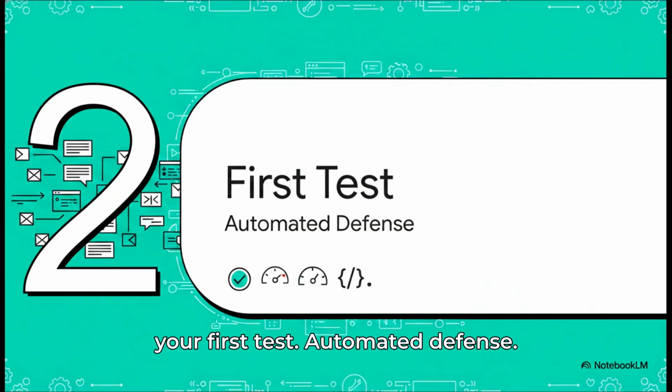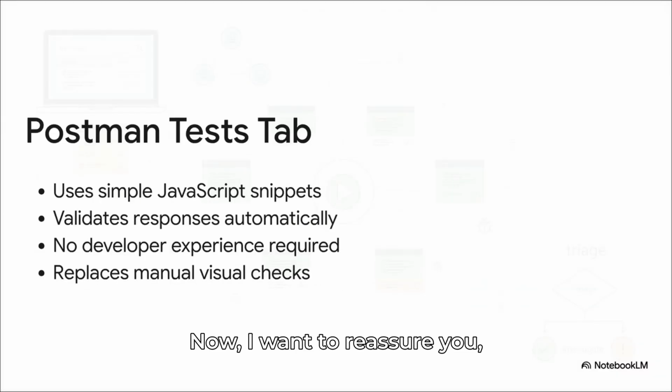Section 2, writing your first test. Automated defense. Now, I want to reassure you right out of the gate here, you absolutely do not need a software engineering degree to do this. The Postman test tab uses really simple JavaScript snippets. It validates responses entirely automatically, so you don't have to visually scan lines of JSON code yourself. It's built to be accessible.